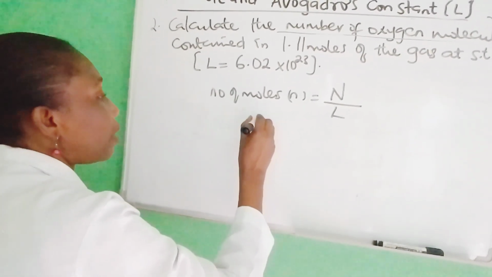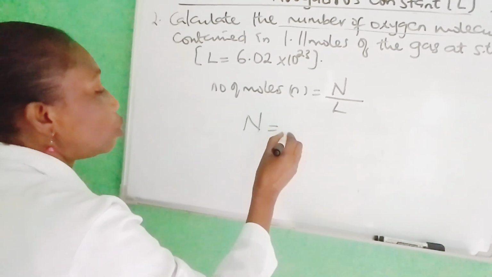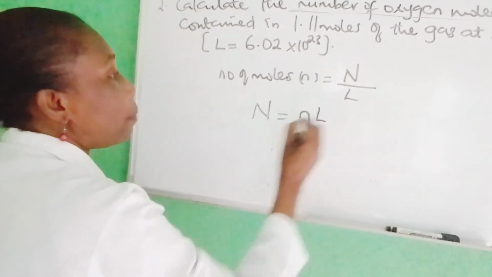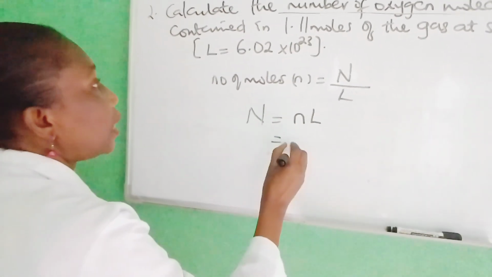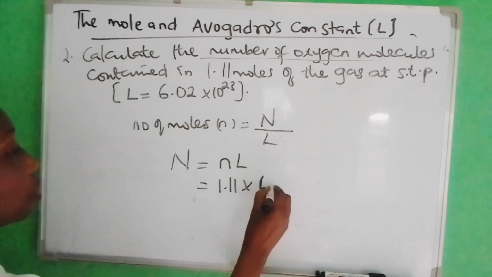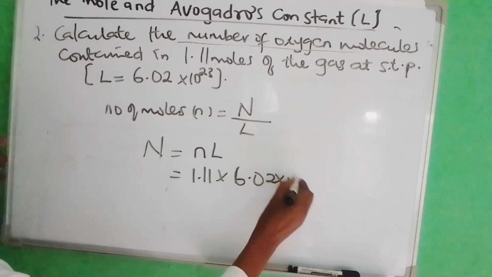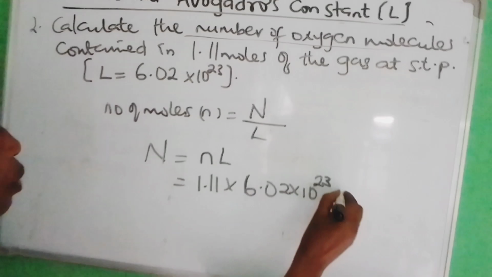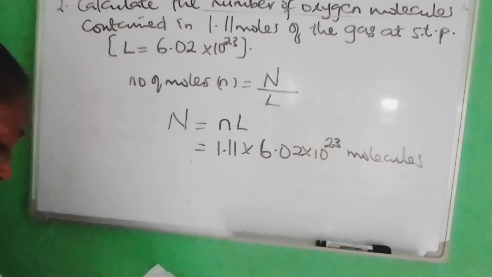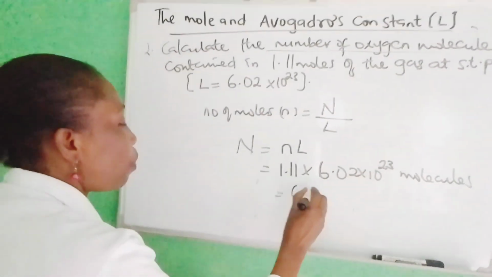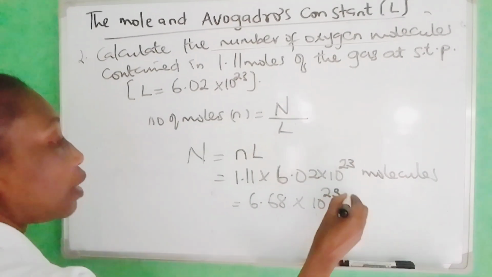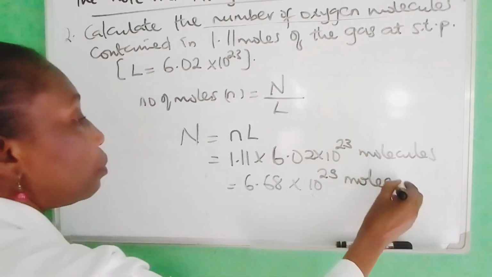We now write N is equivalent to the number of moles multiplied by the Avogadro's constant, and that is 1.11 times 6.02 times 10 raised to power 23. We now add molecules, and that gives us 6.68 times 10 raised to power 23 molecules.